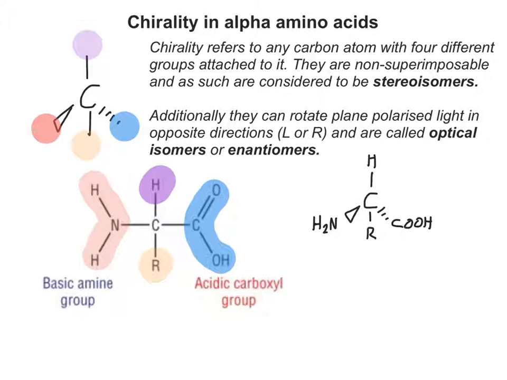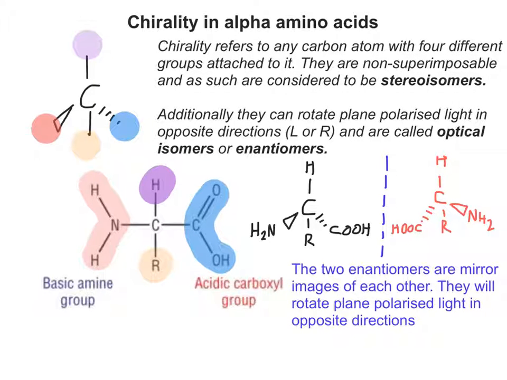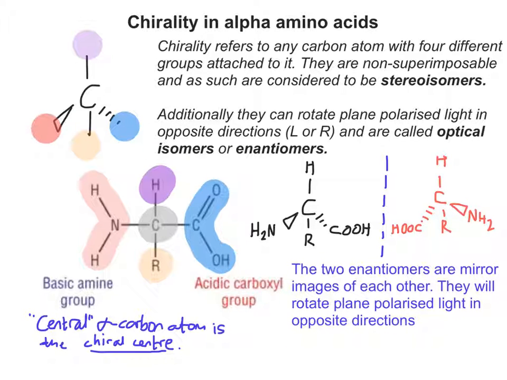So you can apply this idea to your model of an alpha amino acid. Looking at the 2 enantiomers, you can see that they're mirror images of each other, and therefore they'll rotate plane polarized light in opposite directions to one another. Alpha amino acids, you remember, have to have the hydrogen and an R group attached to the central alpha carbon. So in this way the central alpha carbon, which is this part here, becomes the chiral centre. So it's worth bearing this in mind when asked exam questions about chirality.